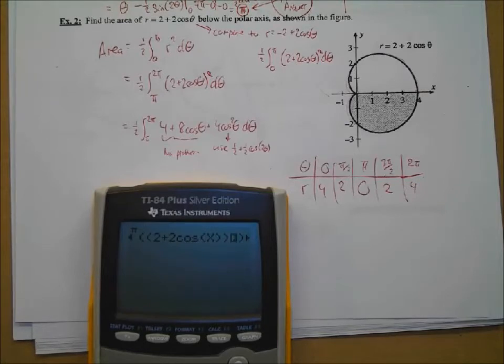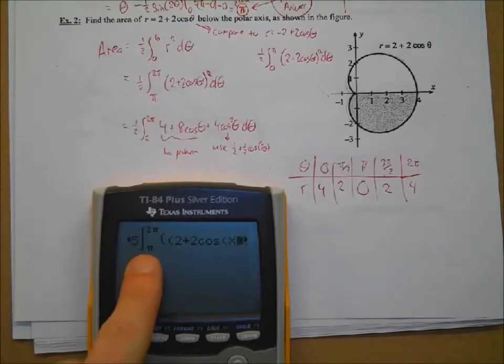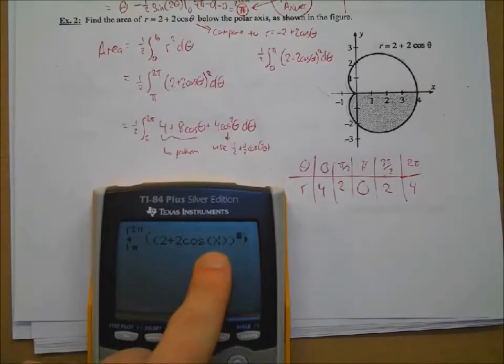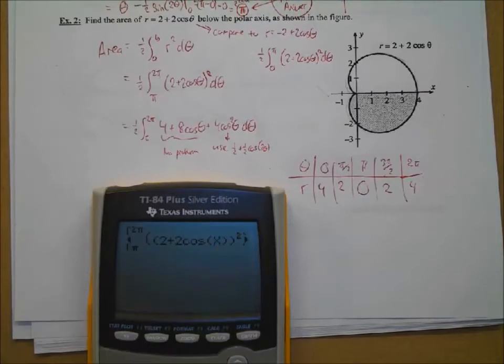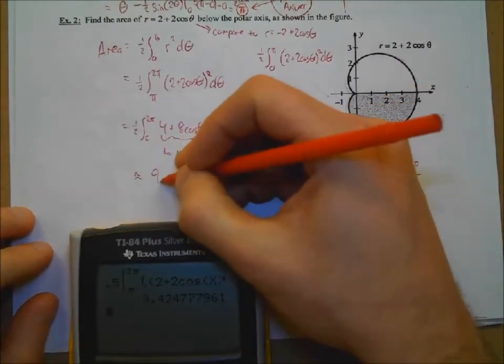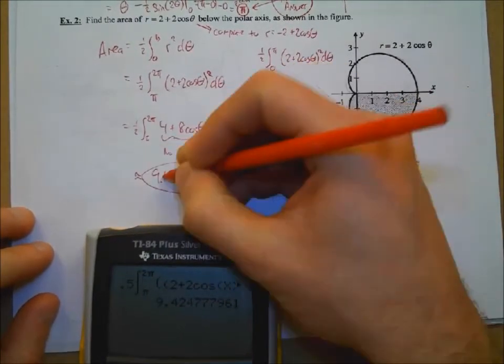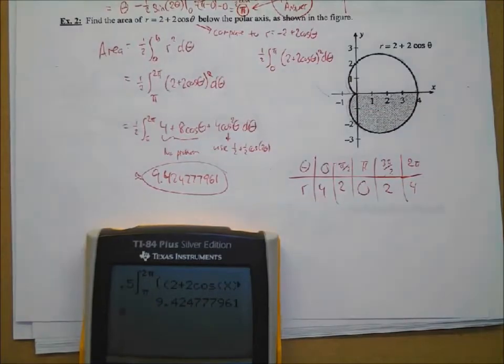All right, so I'm going to use the function mode here, but you could use polar mode if you want to. I'm just going to do it in my calculator. And don't forget to put the 0.5 in front, like that. So there is 0.5, pi to 2 pi, 2 plus 2 cosine x in my case, quantity squared, with respect to x. We hit enter, and we get about 9.424777961. So there's our answer, the area of that half of the graph.